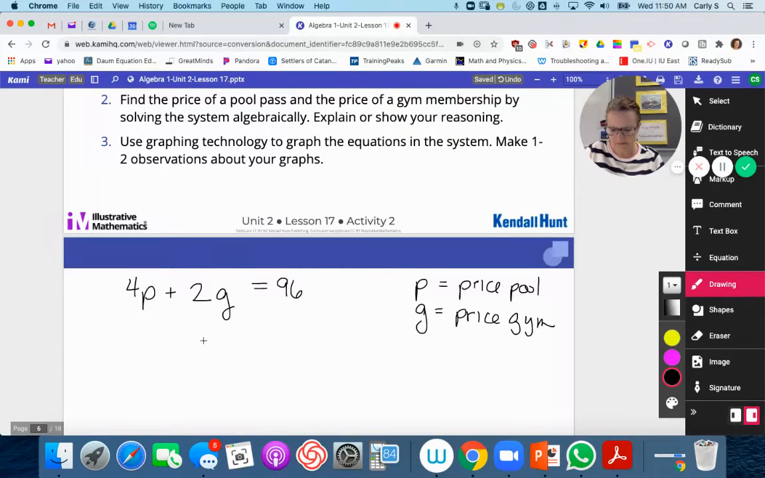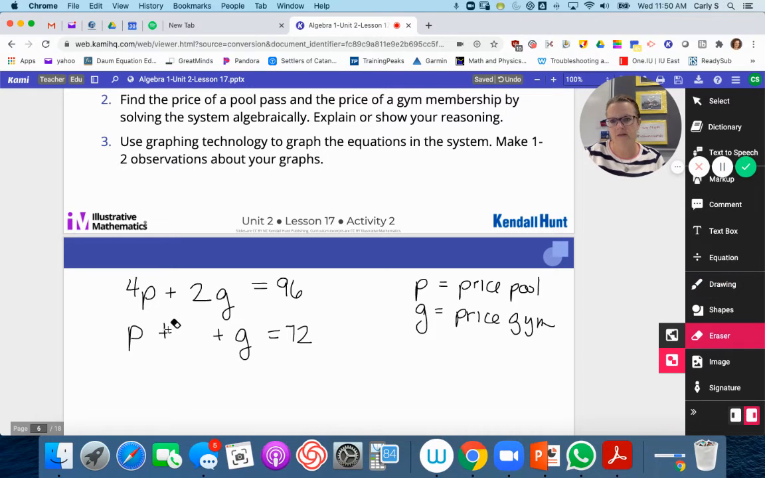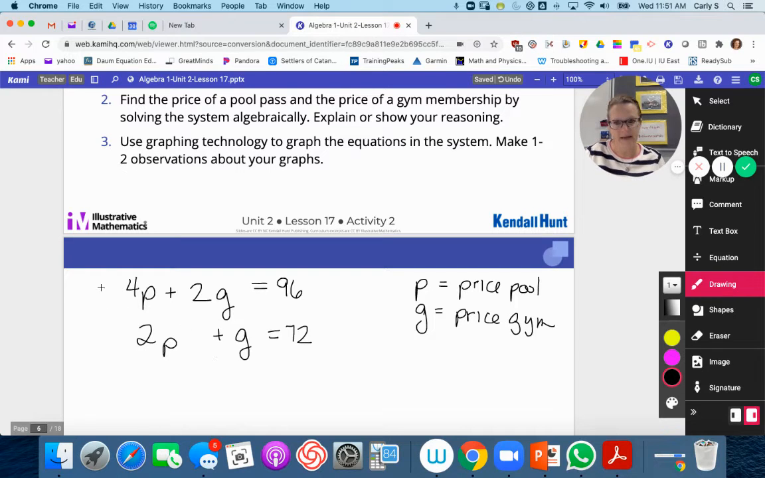Now let's keep reading. Later that day, an individual bought a pool pass for themselves. So 1 pool pass, a pass for a friend, 2 pool passes, and 1 gym membership, and paid $72. So I actually don't like how I wrote that. So I'm going to gather my like terms and write 2P plus G equals 72. Okay? So that is my system of equations.